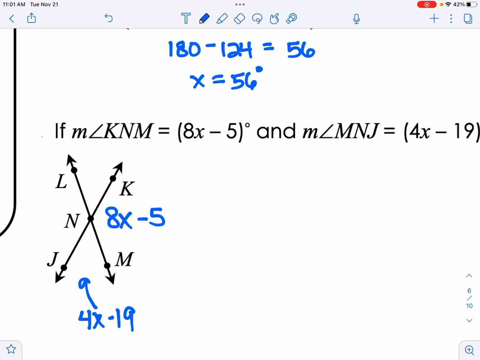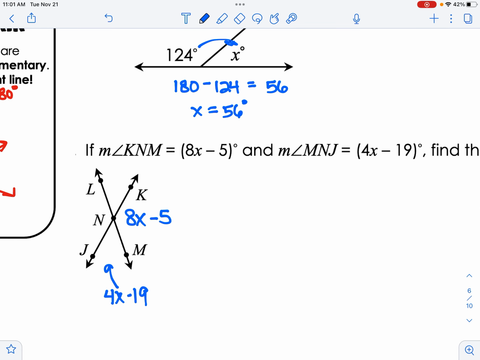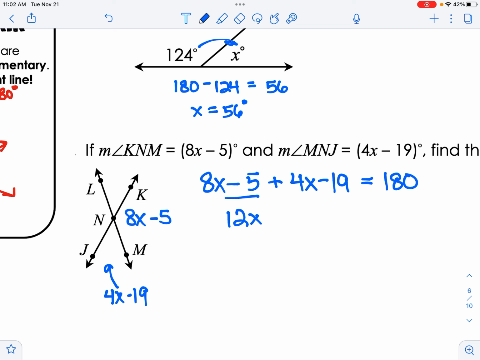I'm going to write that out. So let's do that. I'm going to write 8x minus 5 plus 4x minus 19. Those together should equal 180. So I'm saying this plus this equals 180. Hopefully that makes sense. Now, again, combine like terms before we start solving. So 8x and 4x is 12x. And then negative 5 and negative 19 is negative 24. And that should equal 180.